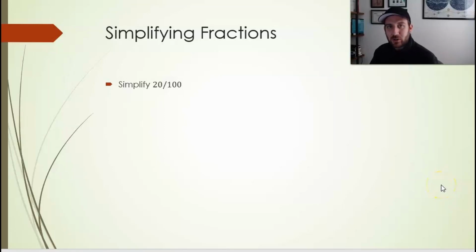Let's talk about simplification of fractions a little bit. So we've explored that 20 divided by 100, viewed as 20 whole objects divided into 100 collective pieces, or we could just look at that as 20 hundredths.